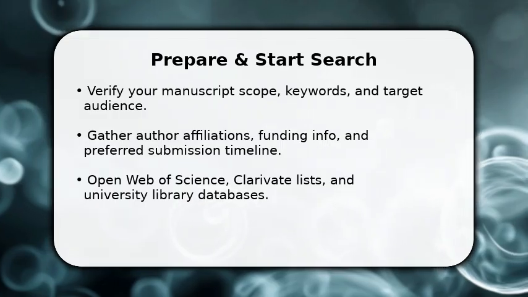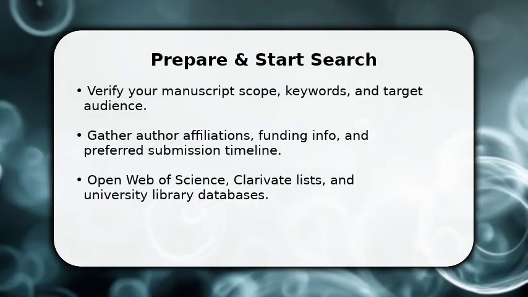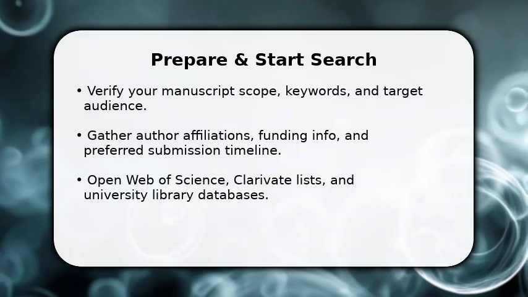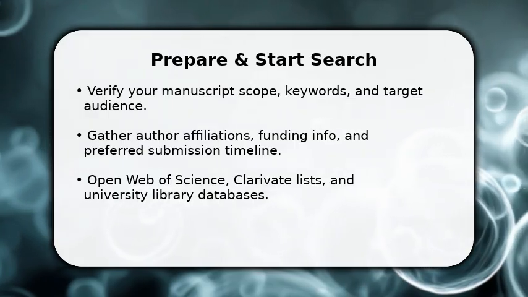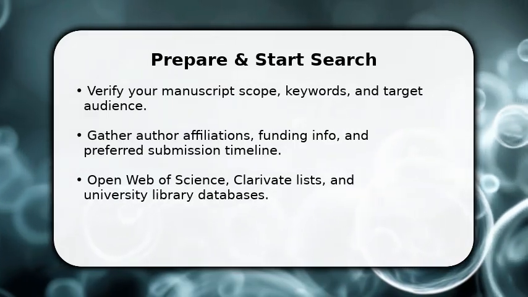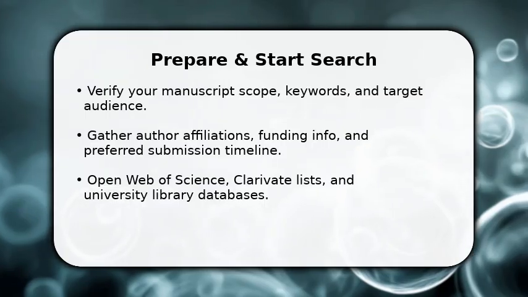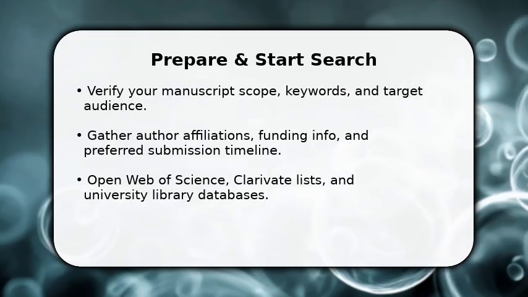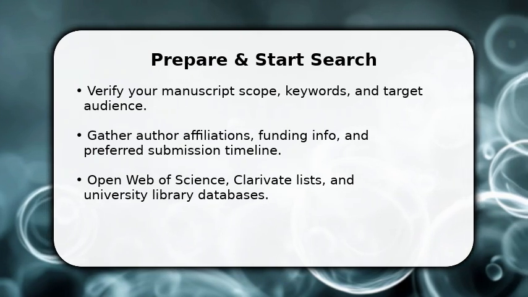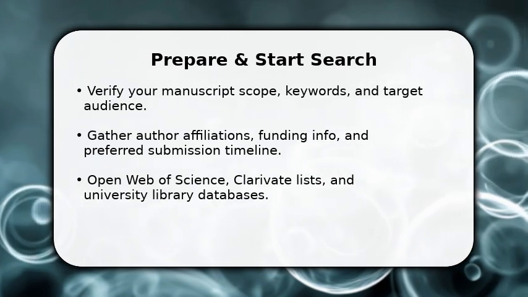Next, open Web of Science and the Clarivate JCR list, plus your institutional library tools. Make sure to use specific keywords and subject categories when searching. That yields SCI-indexed candidates right away. This step gets you from vague idea to a short list of journals to evaluate in depth.